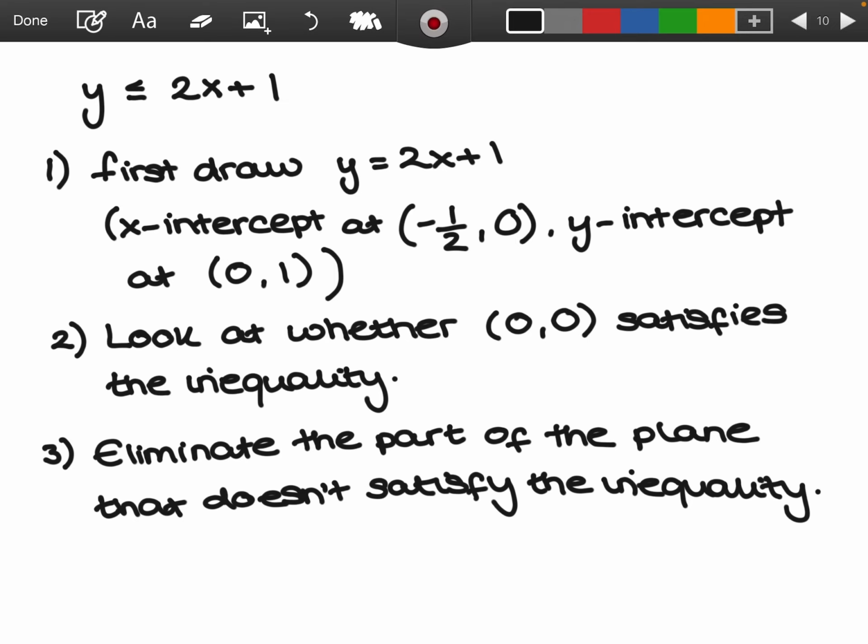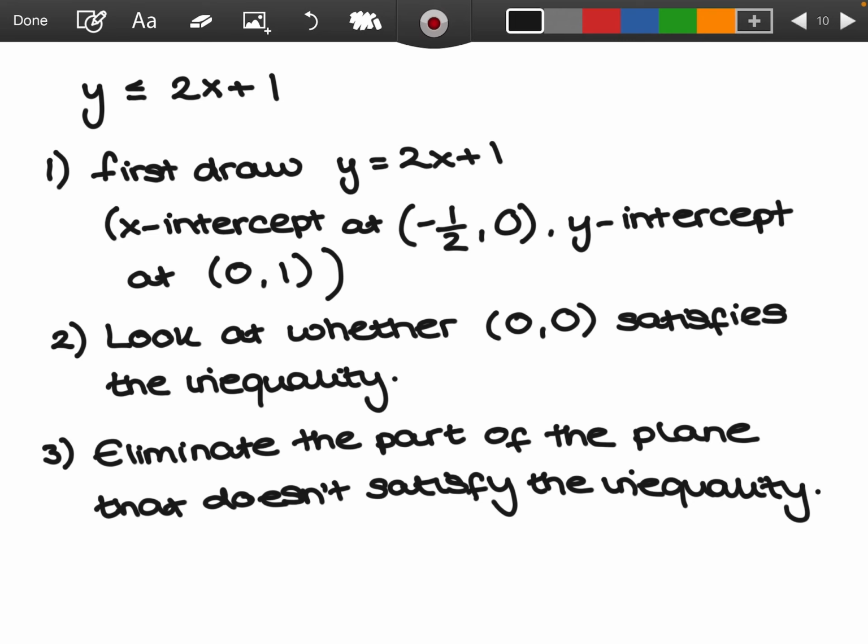When you graph these, the first thing to do is actually to graph the line as though it were an equality. So graph it as though it was a simple straight line equation. So you're going to do that. In order to do that, there are many ways you can do it. I would just recommend finding the two intercepts, the x and the y intercepts, and then joining them up and extending the line. So I found the x-intercept and the y-intercept for this particular line of y is equal to 2x plus 1.